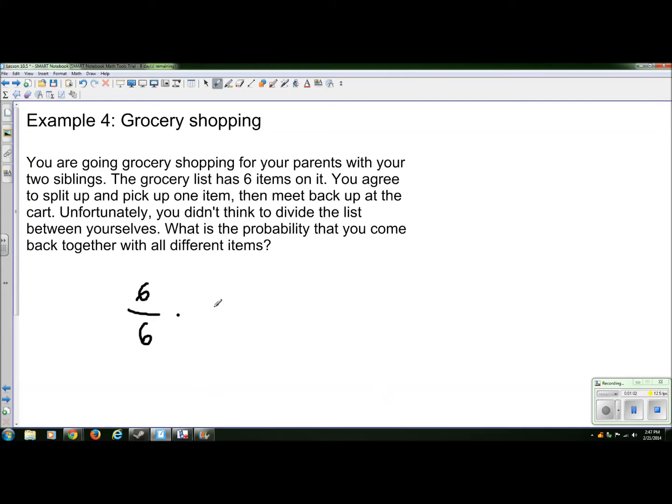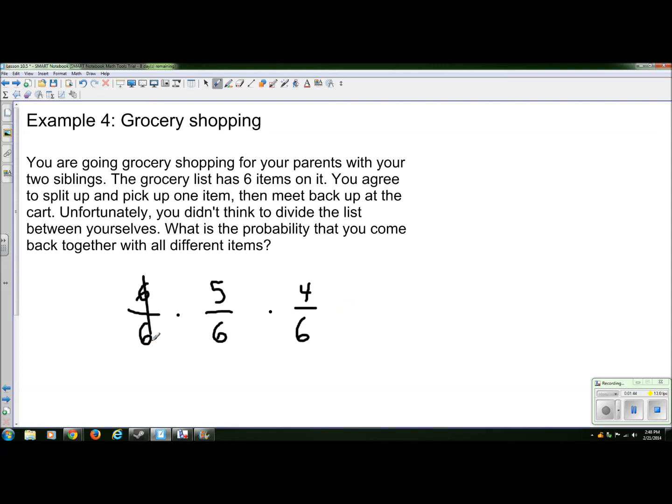Now, what about one of my siblings? Well, they also went out, and they just want to pick up an item that isn't the item that I picked up. So how many items are left for them to choose from? 5. Out of 6 possible items are still unique. And the final sibling has 4 out of 6 possible choices left.